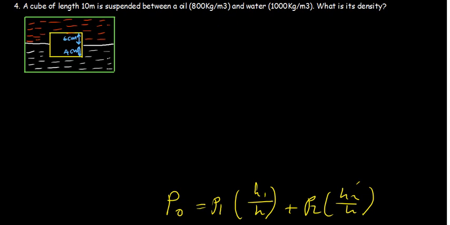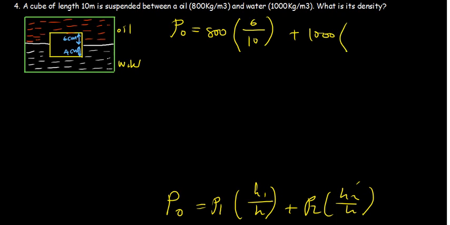Let's work it out. The density of the object is going to be equal to, let's get what's on top. Well, water has a higher density, so it is going to be beneath. So water is down here, and the oil is the one which gets to float. The density of the oil is 800. What is the height of the object in oil? That is 6. And what's its total height? Its total height is 10. And then plus the density of the water, that is 1000. What portion is in the water? That is 4 centimeters. And then divided by the height of the object, that is 10.